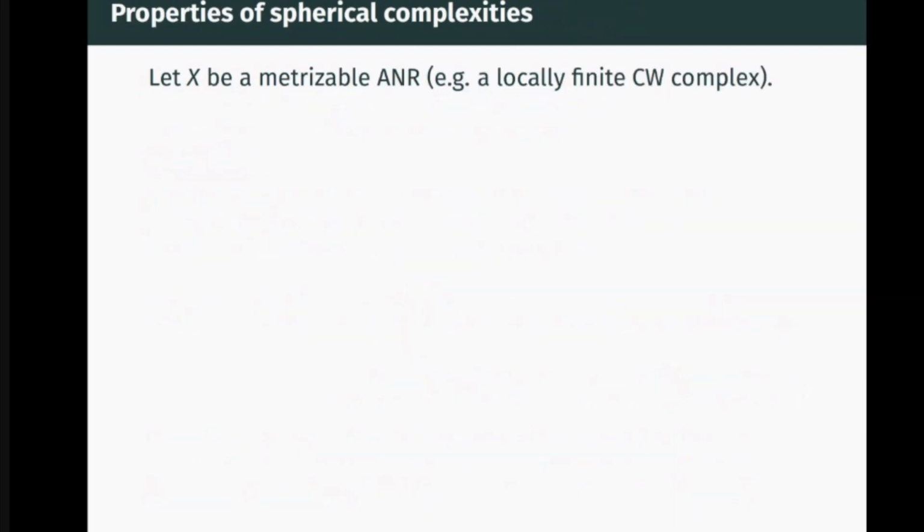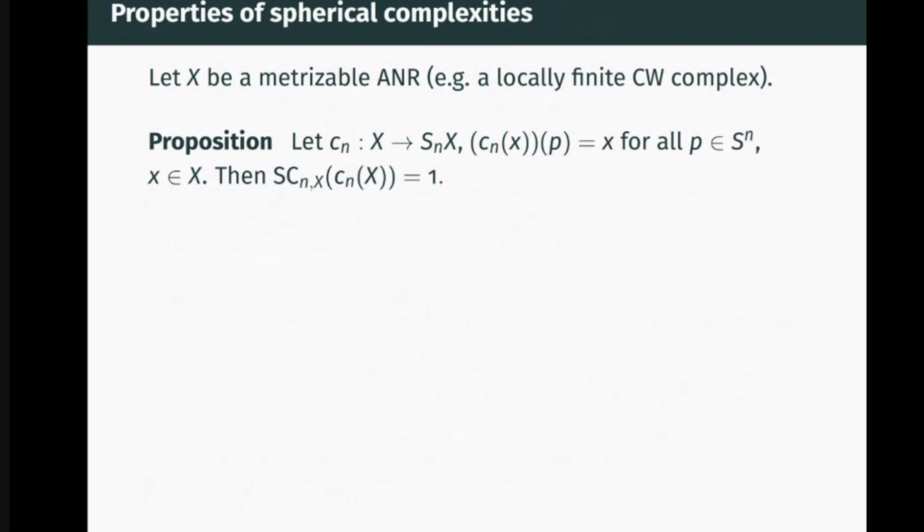So, properties of these things. If you have a metrizable absolute neighborhood retract, so we can think of a locally finite CW complex or a nice Hilbert manifold, anyway, a nice space. First of all, we have this constant map problem. We have this map c_n, which takes each point to the constant map from the sphere to the point. This would be the generalization of the notion of constant loops.